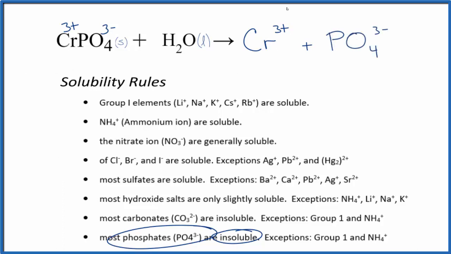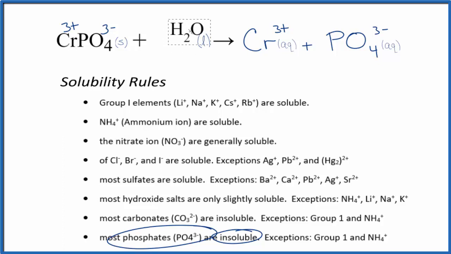And since these would be dissolved in the water, let's put a little (aq) to show aqueous, which means they're dissolved in water. But only a few of these, a very small amount, would be dissolved. Most of the chromium 3 phosphate would stay a solid. So this would be the equation for that small amount that dissolved in water.